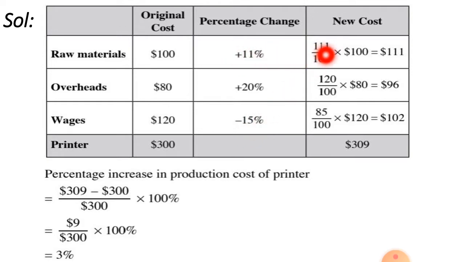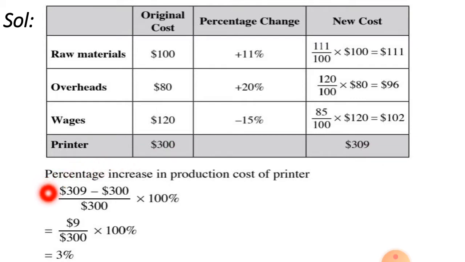So 100 plus 11 becomes 111, percentage sign is here, denominator 100 will come, and original cost is $100. When we calculate, 111 will come. And 120 percent is there, so denominator 100 will come, and original cost is $80. When we calculate these, it will come $96. And it is minus 15, so 85% with the 100 denominator, and cost is 120. When we calculate these numbers, we get $102. We add these three numbers, it will come 309.